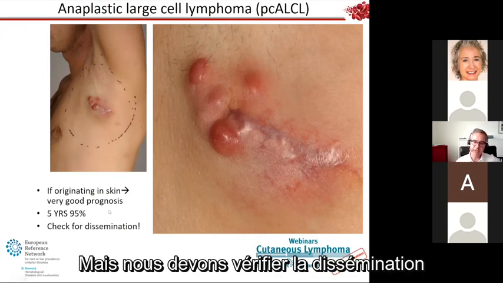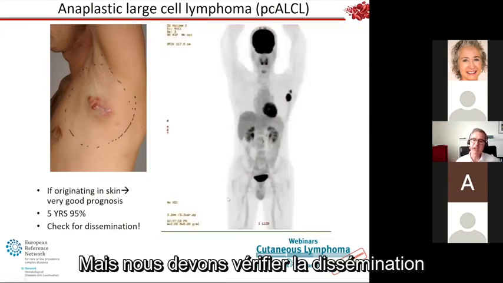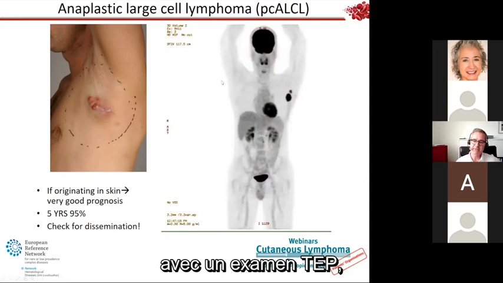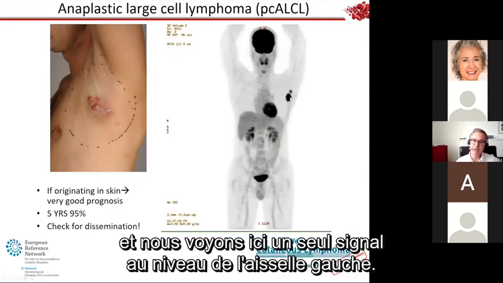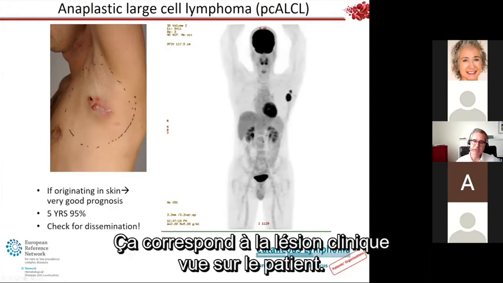But nevertheless, we have to check for dissemination, and we do that usually with a PET scan, and we see that we only have a signal here in the left axilla, which corresponds to the clinical lesion we also saw in the patient.